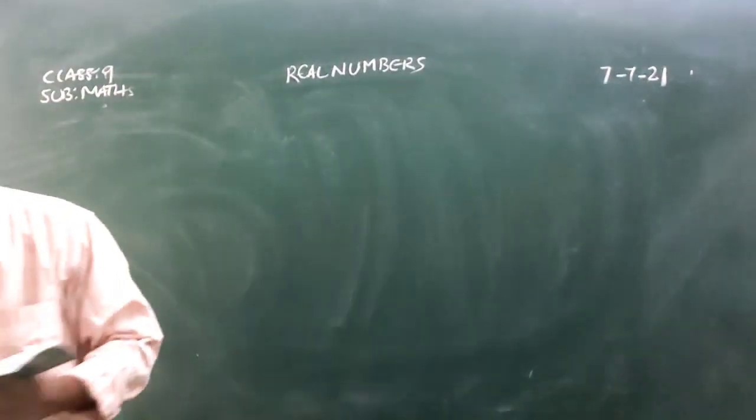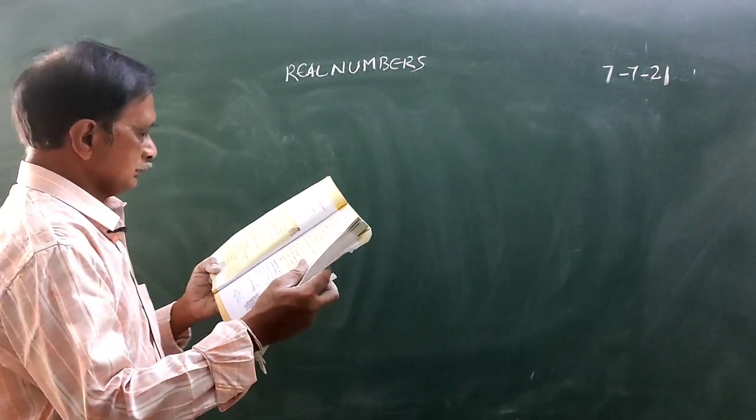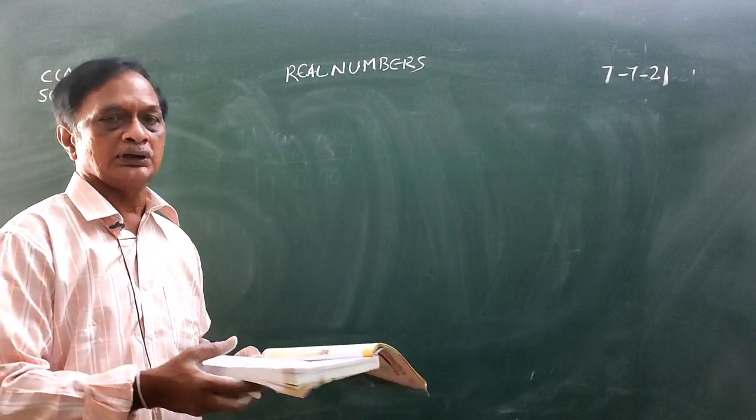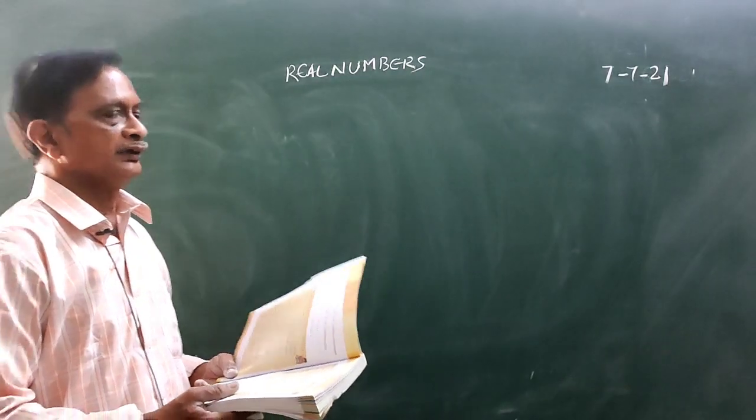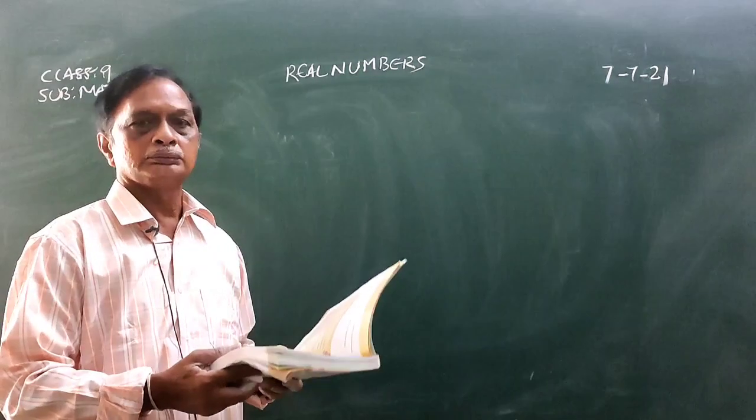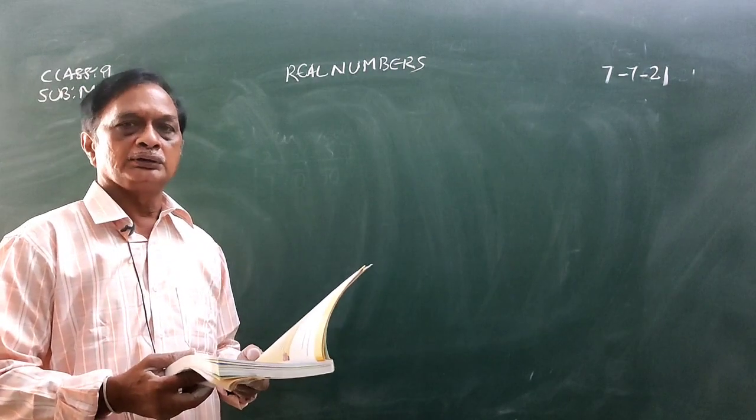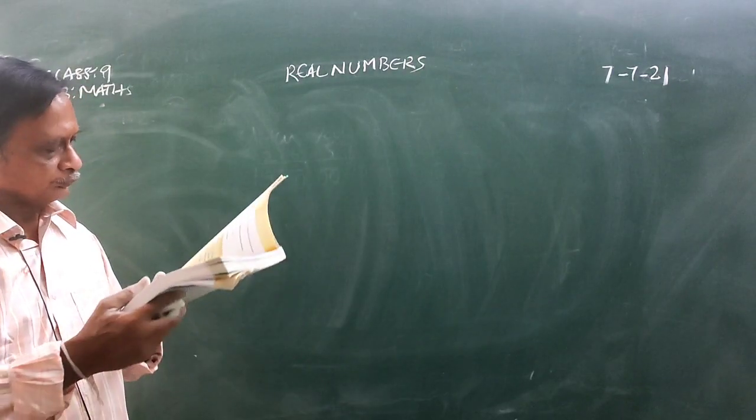Now, seventh one, locate root 10 on the number line. So in the next session, I am going to represent irrational numbers on the number line.